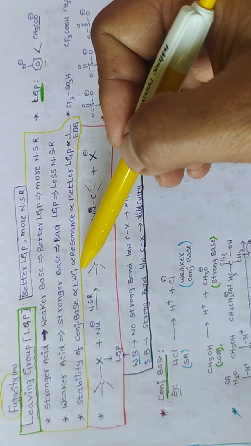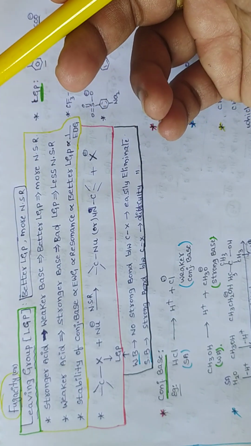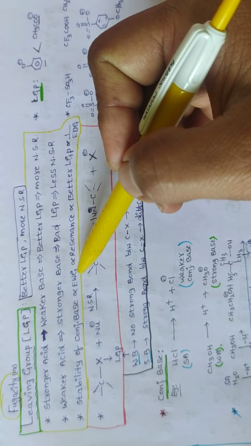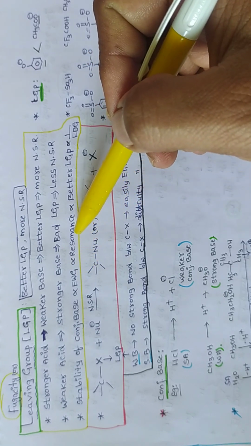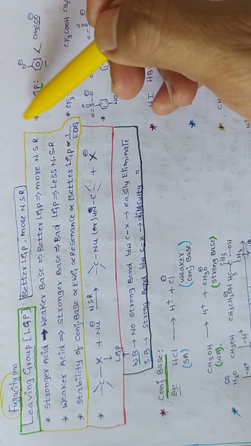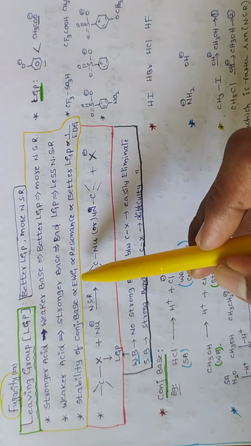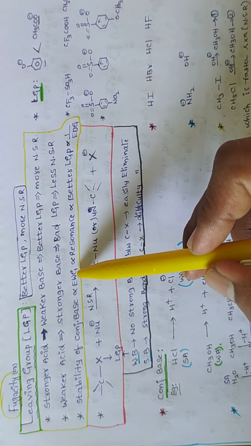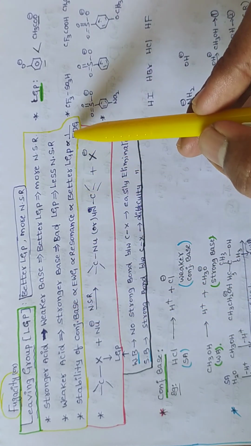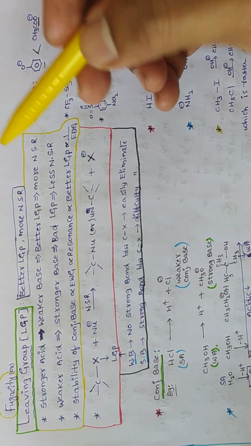Next, stability of the conjugate base: the more stable the conjugate base, the more nucleophilic substitution reaction. The conjugate base is stabilized by electron withdrawing groups or resonance. If the stability is more, the leaving group is better. So stability of the conjugate base is directly proportional to electron withdrawing groups and resonance, and inversely proportional to electron donating groups. Okay, these are the simple steps.